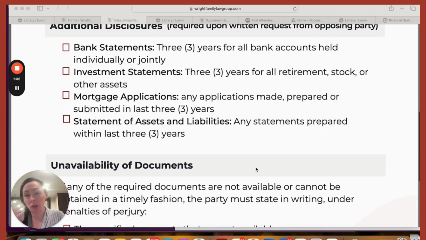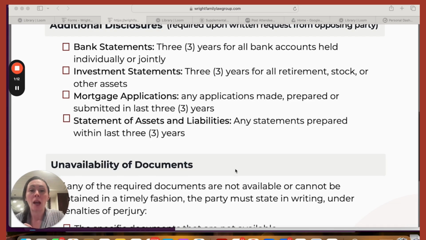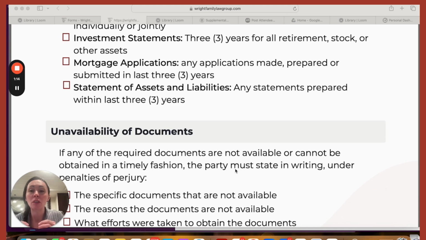You will also need to produce 3 years worth of bank statements. That's individual and any bank accounts you might have joint. That might be with your spouse or a family member. 3 years worth of retirement, stock, or other asset accounts, brokerage accounts, that kind of thing. You're going to need 3 years of that. Mortgage applications. If you filled out any applications to refinance a mortgage or get a new mortgage within the past 3 years, we need copies of those.